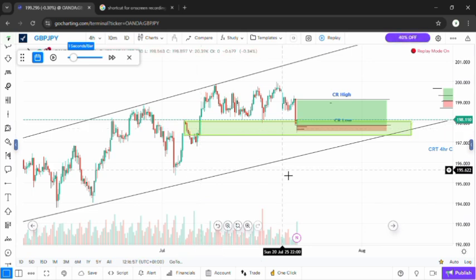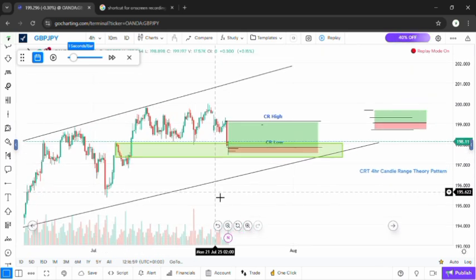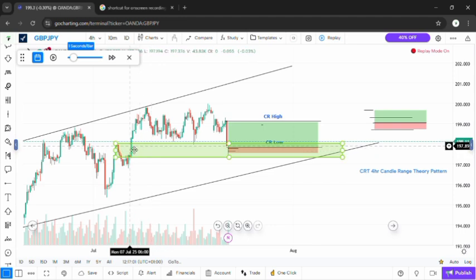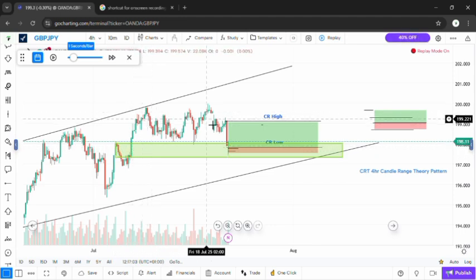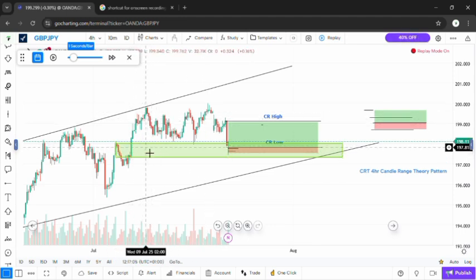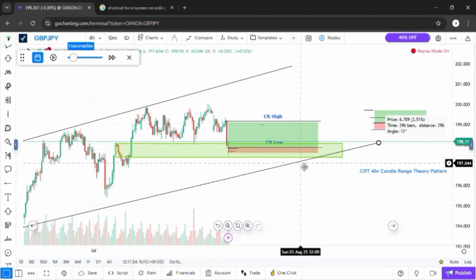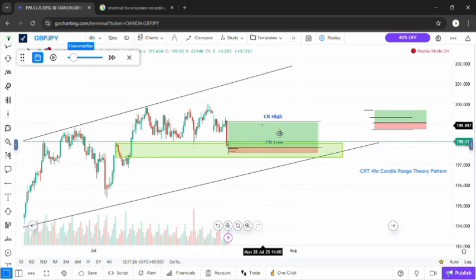I saw that price was retracing back to this zone. When I see that price is retracing back to this zone, what do I have to do? I have to wait and see if I will get a CRT pattern around this area, right? If I don't see a CRT pattern around this area, then I'm not taking a trade. So after marking my CRT high and my CRT low, I went down to the 1 hour time frame.